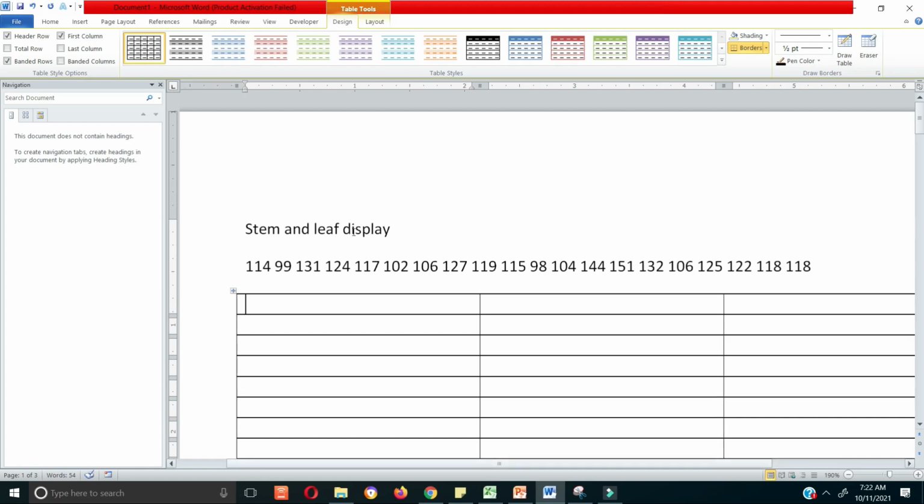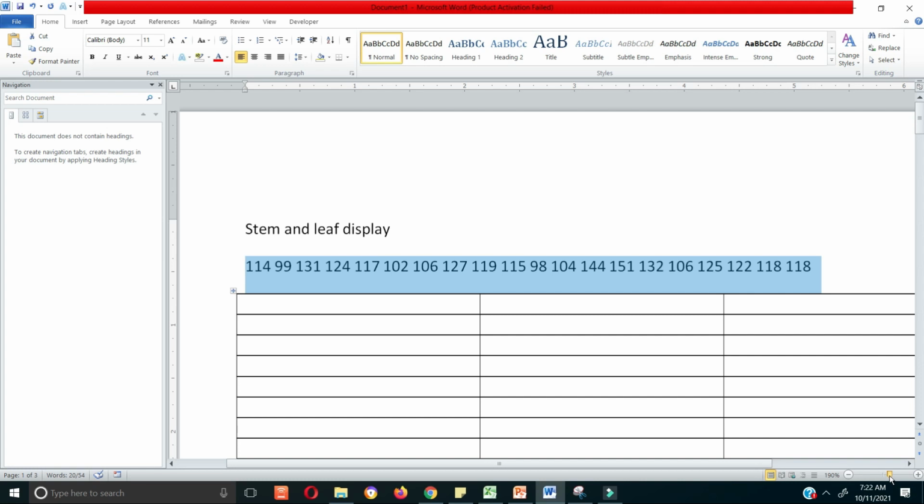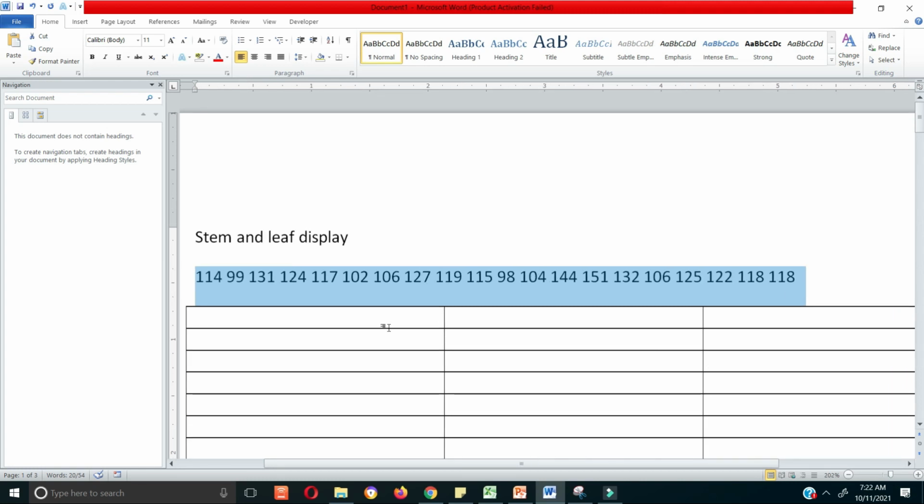So what you have to do here is look for the smallest value. This is your data. You want to start off with the smallest value. The smallest value is around 90-something, as far as I can see. You have 114, 99, 131, and so on. So you have 99, so you have the 90s.